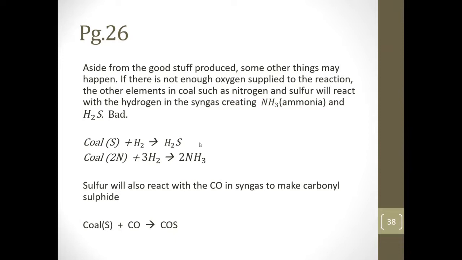So aside from the good stuff produced, again, being hydrogen gas and carbon monoxide, other things are going to happen. If there's not enough oxygen supplied to the reaction, the other elements in the coal, such as the nitrogen and sulfur, will react with the hydrogen in the syngas, creating ammonia and H2S, and both of these are not desirable. So you can see here, not enough oxygen in the situation, or no oxygen in the situation here at all, yielding H2S and ammonia, both very bad. Sulfur will also react with the carbon monoxide in syngas to make something called carbonyl sulfide, which is not good either. So how do we get rid of that bad stuff?